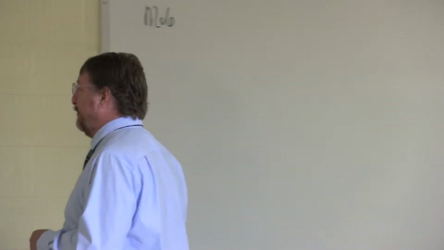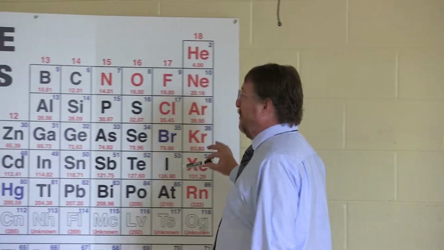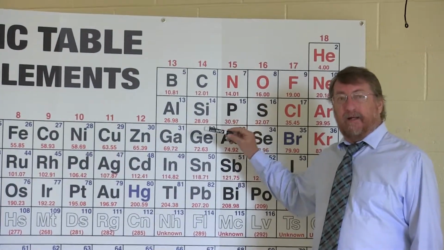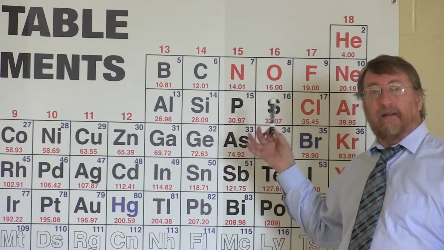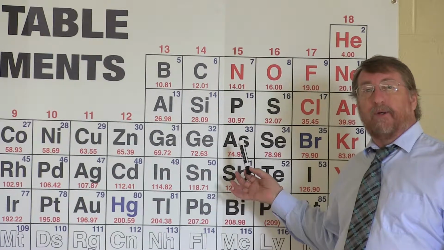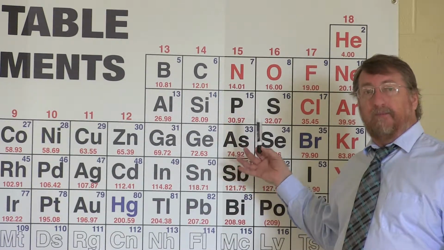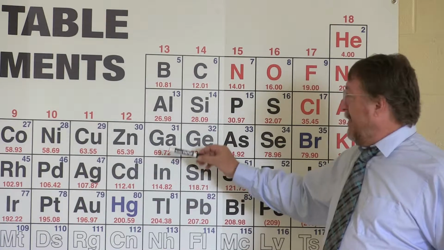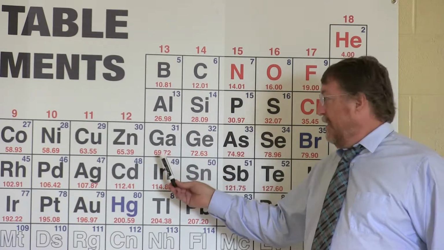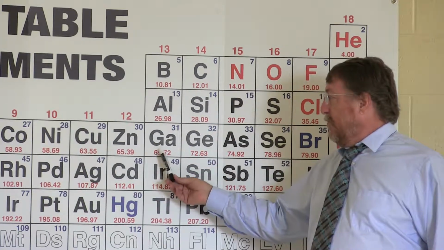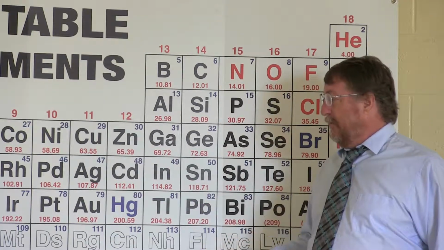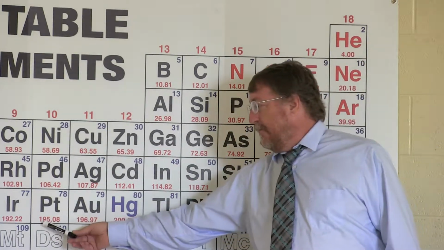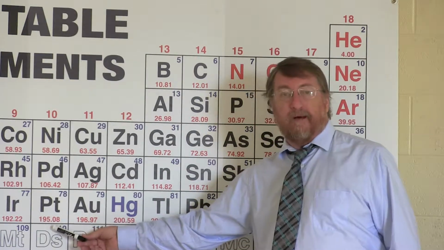When we're working with moles and mass, we're going to use the periodic table. So let's look at the periodic table for a second. The atomic mass values are going to tell us how many grams of an element are necessary to produce 1 mole. So if I have gallium here, 1 mole of gallium weighs 69.72 grams. Or if I have platinum, 1 mole of platinum will weigh 195.08 grams.